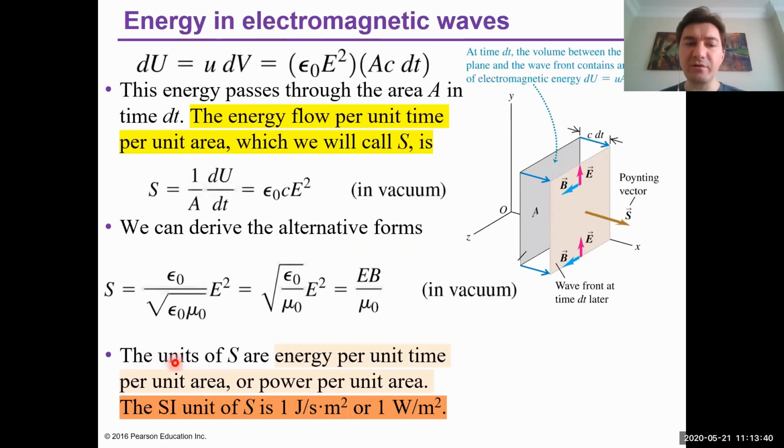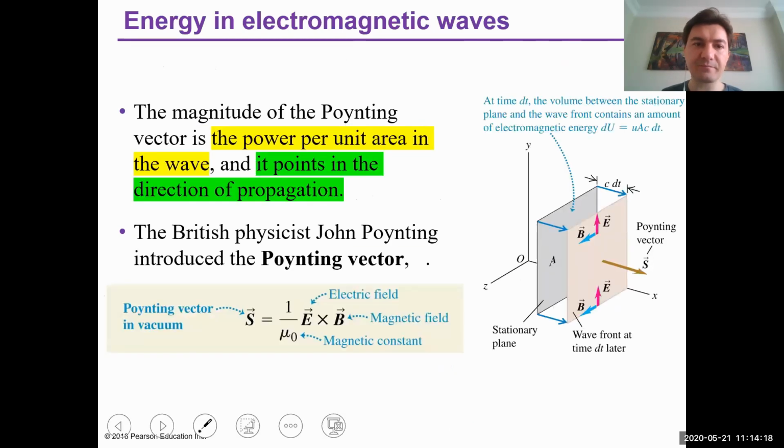What about the unit of S? Energy per unit time per unit area, or power per unit area, is given with that unit in SI, 1 joule per second per meter square. This is joule, this is second, this is meter square. Or we can write 1 watt per meter square. You can carry the energy by using electromagnetic waves.